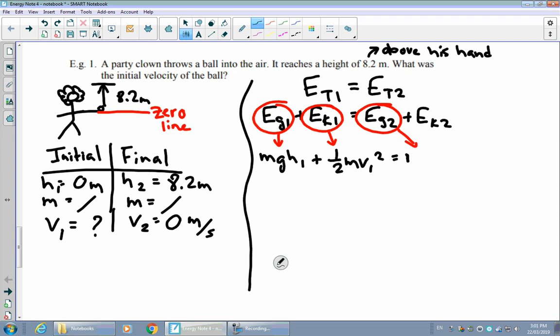I'm going to call it mgh2. So it's almost the same equation I used in the initial stage, but now I'm using the final height. And last but not least, for my kinetic energy, I'm going to replace that with 1/2 mv2 squared.